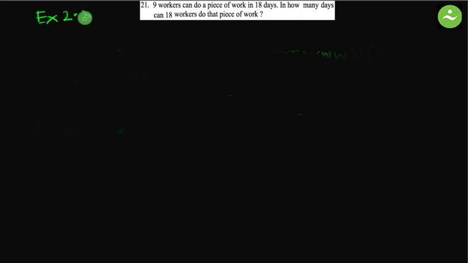Exercise 2.3. Question number 21. 9 workers can do a piece of work in 18 days. In how many days can 18 workers do that piece of work? We know here we are going to follow the unitary method.